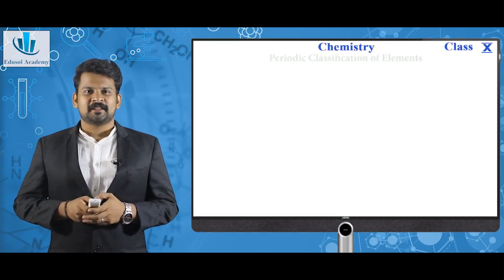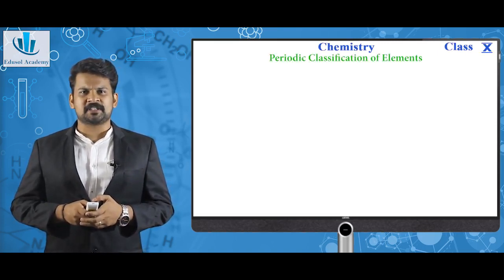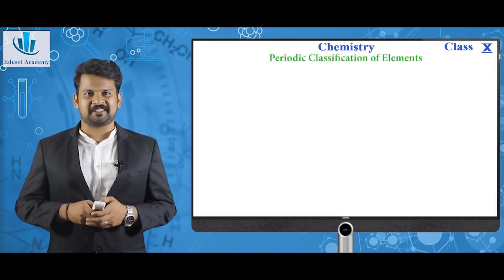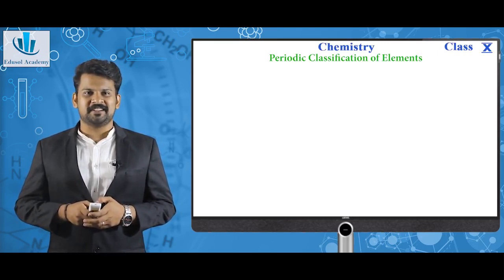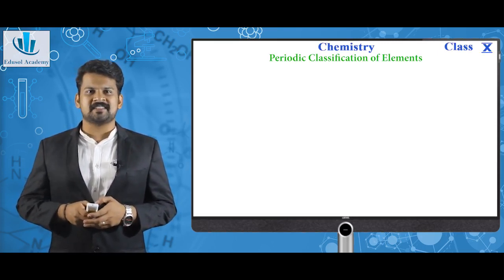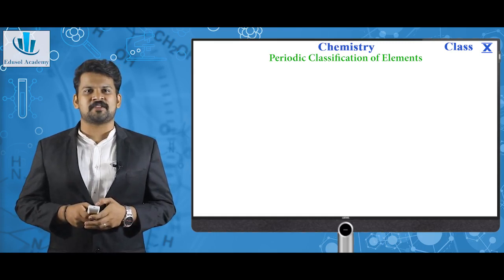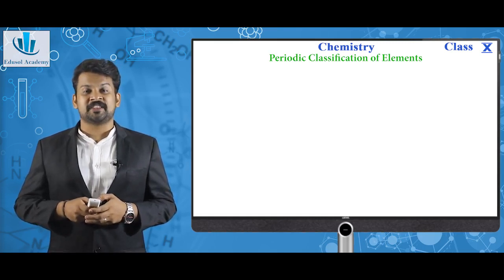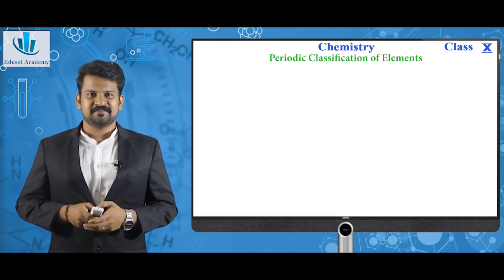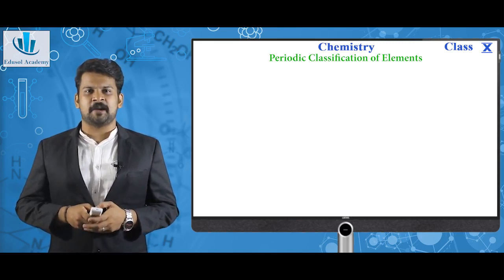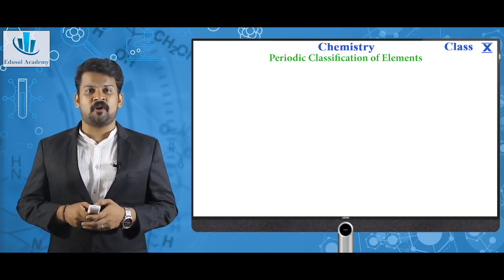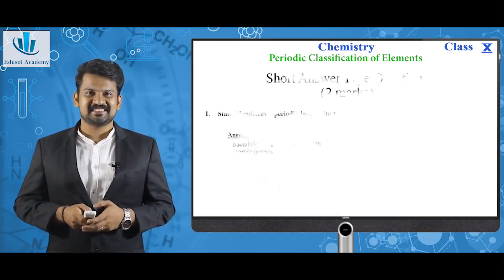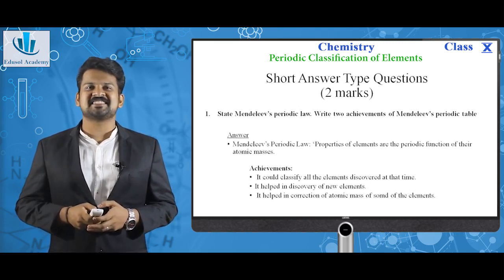Hi. The periodic classification of elements was a kind of historical chapter. We just studied which scientists did which categories of classification on the elements that were known at that time. So that was an entertaining chapter. Now let's look at a few questions. Short answer type, 2 marks.